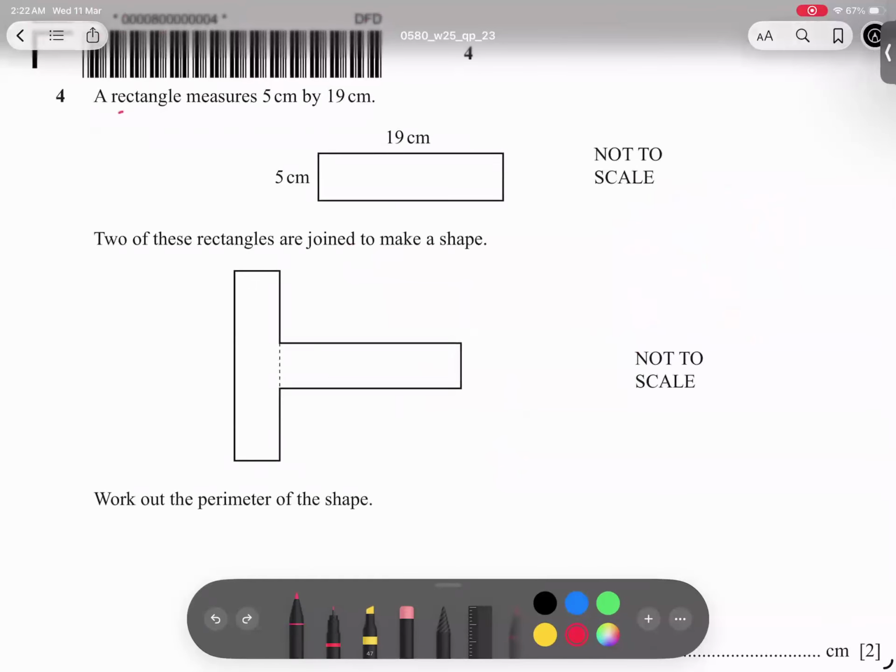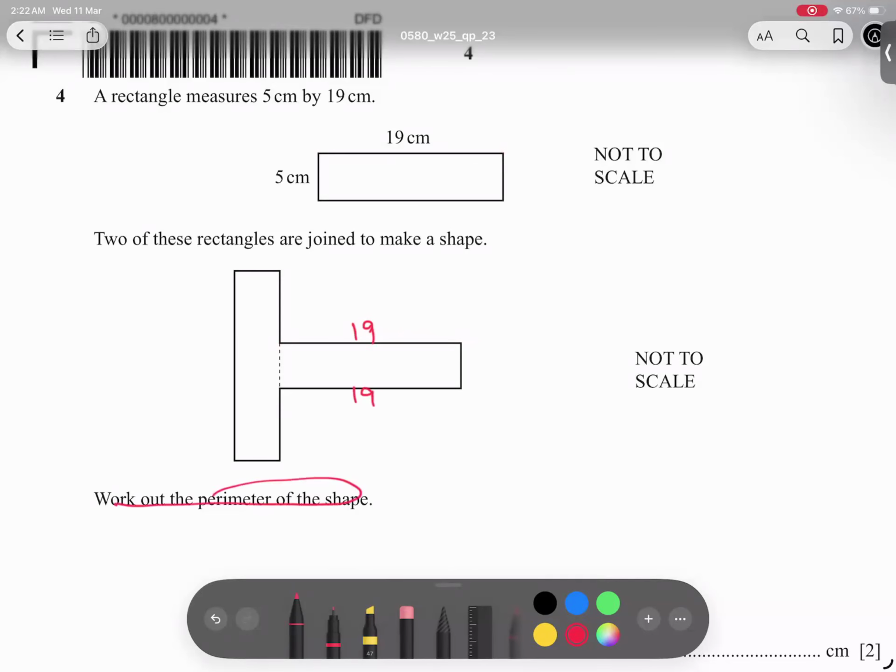Next page, we have a rectangle measuring 5 and 19. You can see length is 19 and width is 5. He said two of these rectangles are joined to make a shape. You can see clearly this length and this length are the same, so I can write 19 here and 19 here.